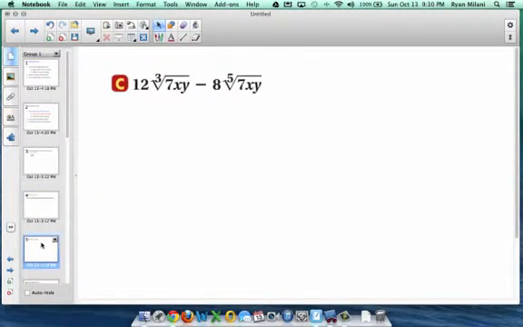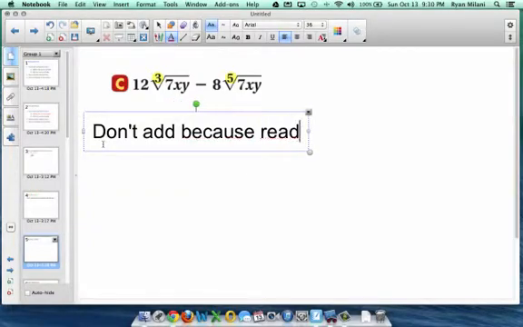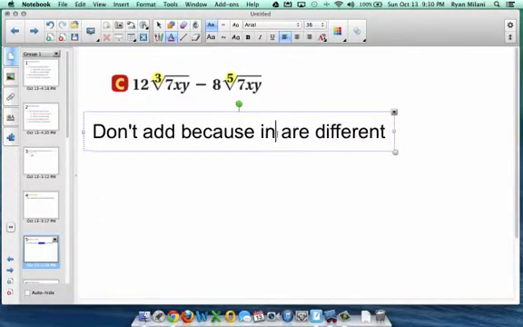Let's look at our next example. First thing I'm going to do is check out my indexes. And I see that my indexes don't match. So I'm not even going to check my radicands. I'm going to say don't add because radicands are different. Okay, not radicands, indexes.